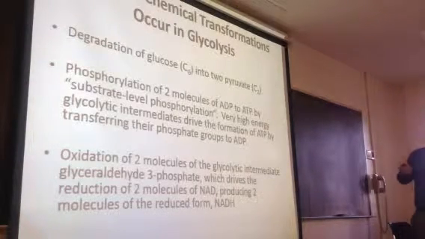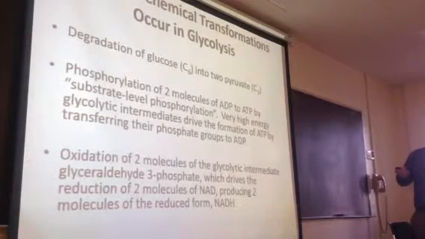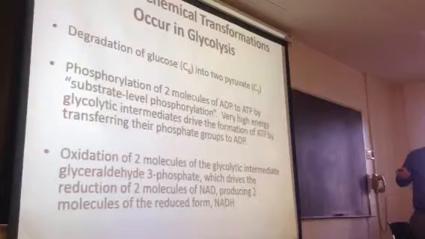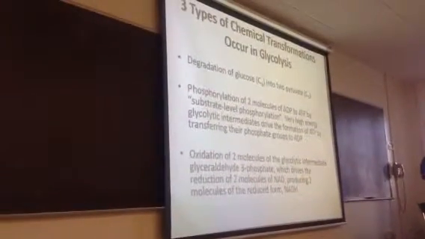Okay, 3 general things happen during glycolysis. One of the most obvious is you're generating products, 2 pyruvate molecules, 3 carbons each from the 6-carbon glucose. So you're chopping it in half.